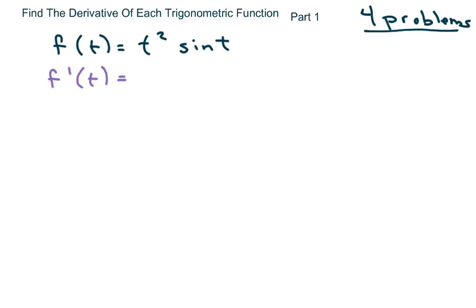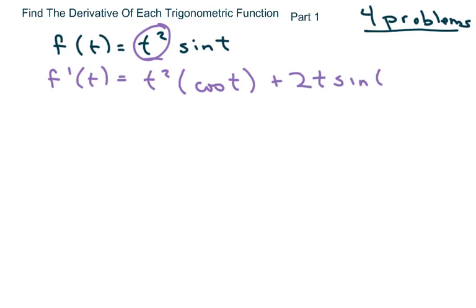So what we're going to do on this one is first write the first part, so that's t squared times the derivative of sine, which is cosine of t. Then you say plus, and then you take the derivative of the first function, which would be 2t, and it's just times sine of t. And if you want, you can factor out a t, and if you factor out a t, you're going to get t cosine of t plus 2 sine of t.